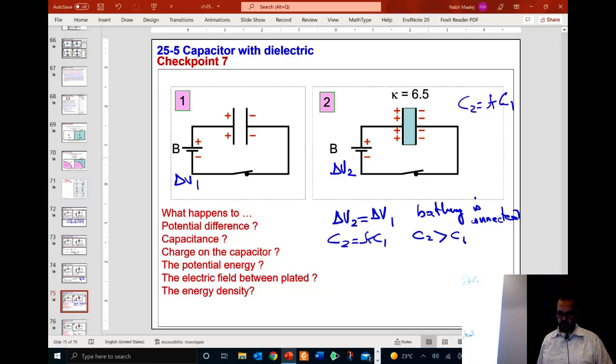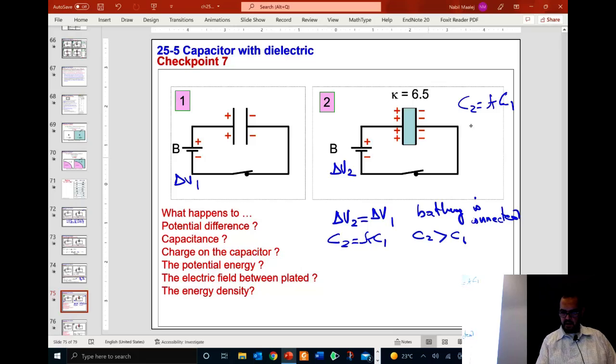Some of you are saying it increases. Raise your hand if you say it increases. How about it decreases? Anybody says decreases? Stays the same? Okay, so let's verify this.